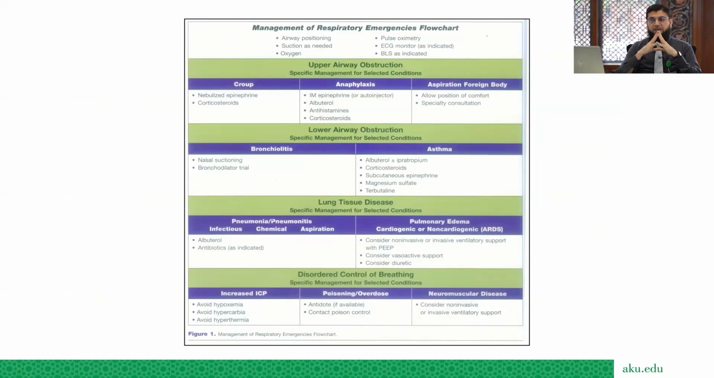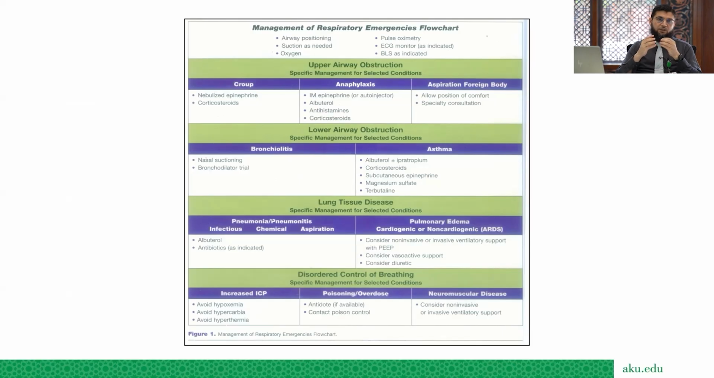If there is asthma, then definitely you need to treat it with corticosteroids, albuterol, subcutaneous epinephrine, magnesium sulfate, and terbutaline infusion. Other than that, if there is a lung tissue disease, you need to treat them with antibiotics, and if there is chemical pneumonitis, you need to give supportive treatment. If there is pulmonary edema, you need to provide them diuretics. You need to consider vasoactive support, and you need to consider non-invasive or invasive ventilatory support.